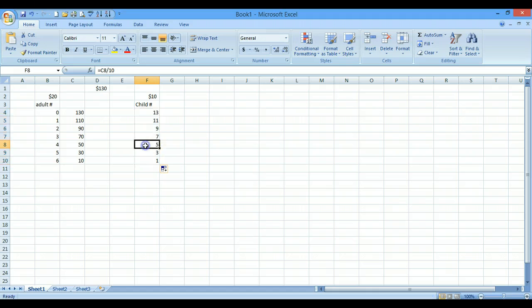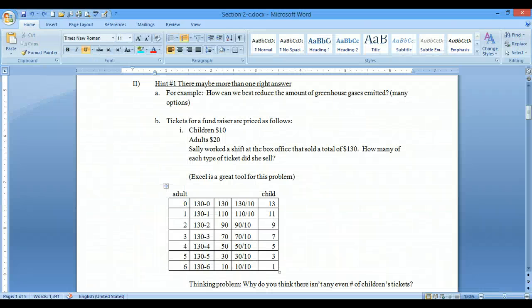And if I double click in here, you'll see that it used my $50 over here. Divide it by the number of children's tickets will give me 5 children's tickets. Those are all the different combinations. So that was for hint number 1. Coming back, there we go.